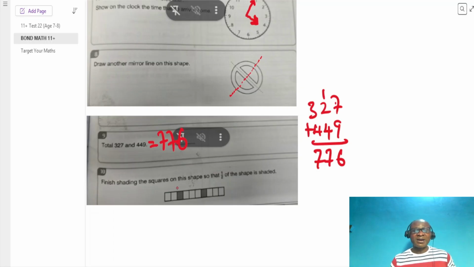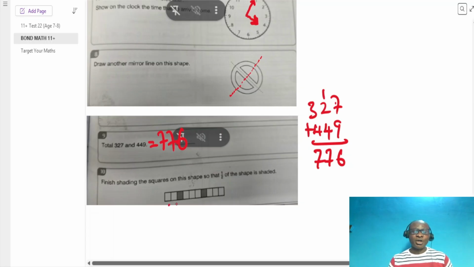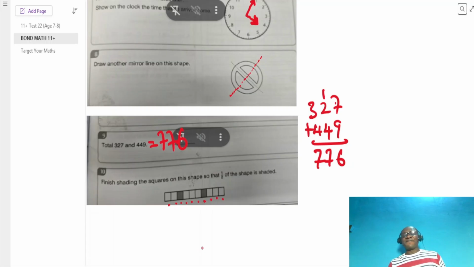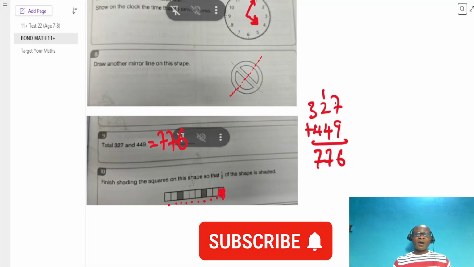Finish shading the square on this shape so that 1/2 of the shape is shaded. Oh, yeah. So how many are they? They are 1, 2, 3, 4, 5, 6, 7, 8, 9, 10. So you are meant to shade 5. When you shade 5 out of 10, that is 1/2. Do you understand? Yes. So you shade any extra 3 because they have shaded 2. So I shade this one. When you want to write it, you will draw it, divide it into 10, and shade 5. Is that okay? Yeah, I'm drawing it now.